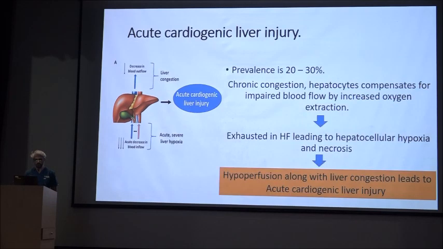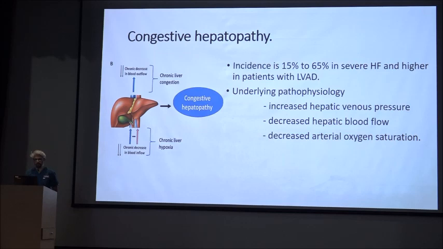Now, the two conditions in patients with heart failure we can come across are acute cardiogenic liver injury and congestive hepatopathy. The incidence of acute cardiogenic liver injury is around 20 to 30%, and it usually occurs in a background of a congested liver, in which the hepatocytes compensate for the impaired blood flow by increasing the oxygen extraction. On top of that, if heart failure occurs, this mechanism is exhausted, which can lead to hypoperfusion along with liver congestion, causing acute cardiogenic liver injury. The other is congestive hepatopathy. It is found more in patients with left ventricular assist device systems, with an incidence of around 15 to 65%. The underlying pathophysiology is increased hepatic venous pressures, decreased hepatic blood flow, and decreased arterial oxygen saturation.